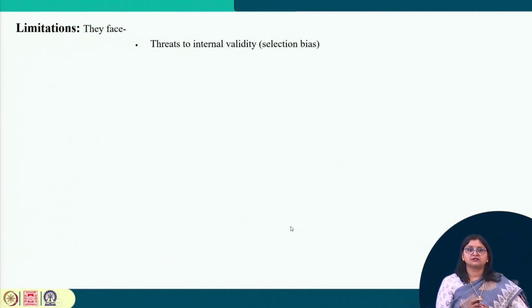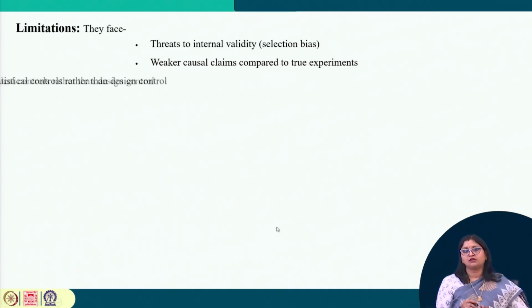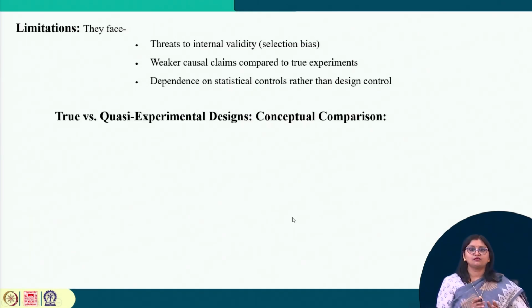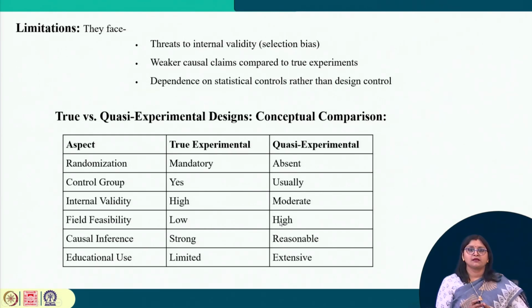So, now we will see the limitations of quasi-experimental research design. They face threats to internal validity due to selection bias, weaker causal claims compared to true experiments, and dependence on statistical controls rather than design control. So, true versus quasi-experimental design, we can go for the comparison for conceptual clarification. Here we can go through the aspects for the true experimental design and the quasi-experimental design.